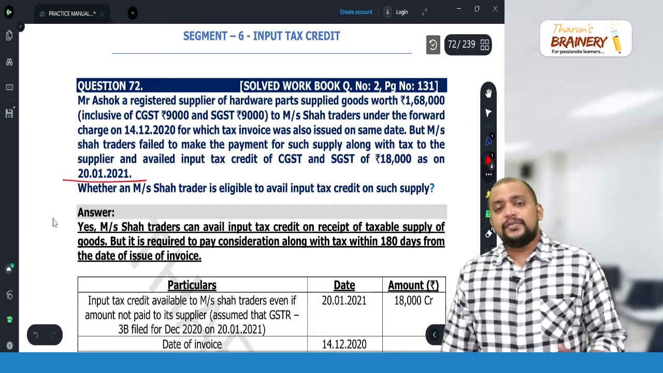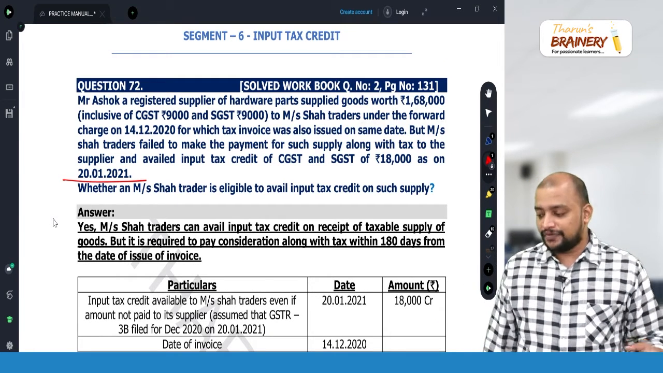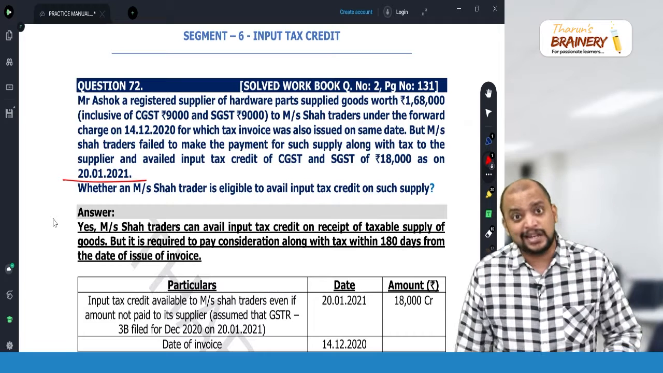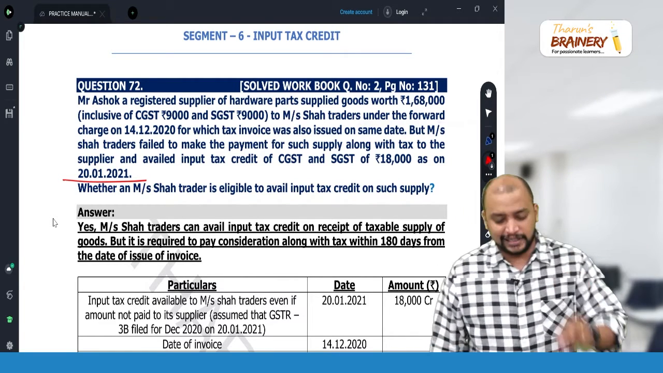Okay, and whether that credit they can take, yes they can take, because in the conditions for availment of ITC there is no such condition that they should have made the payment, and only then they can take ITC. Therefore they can take the credit.